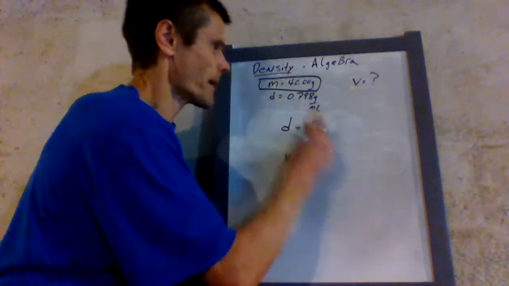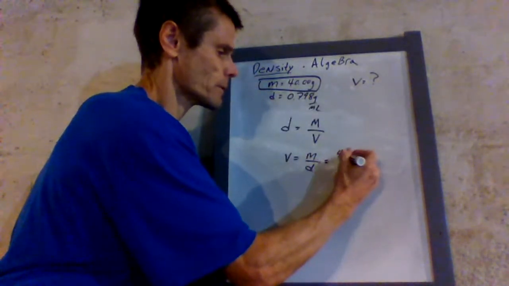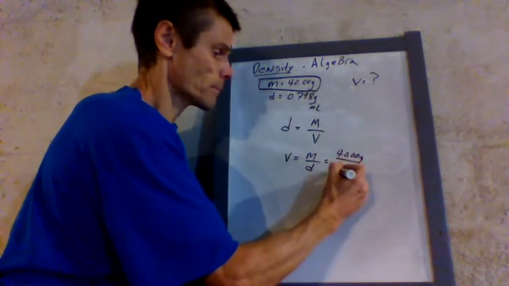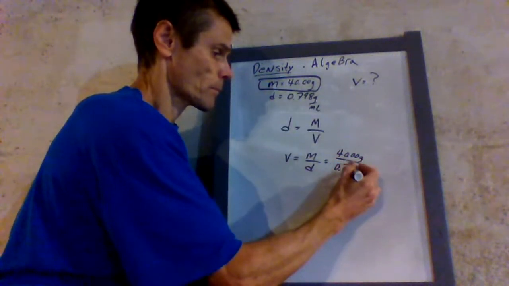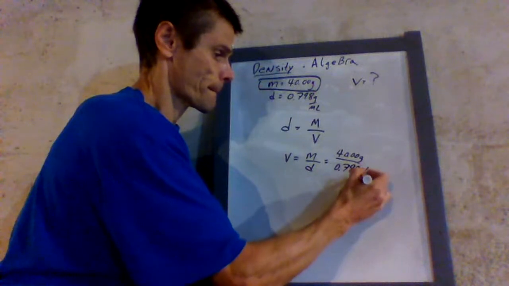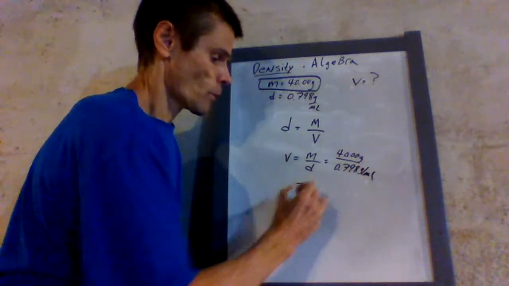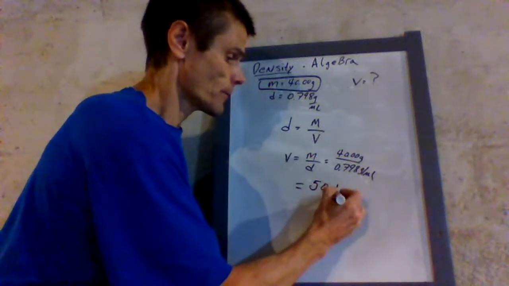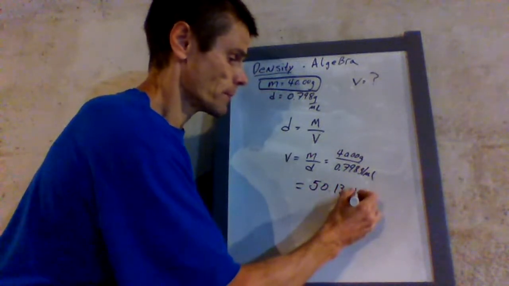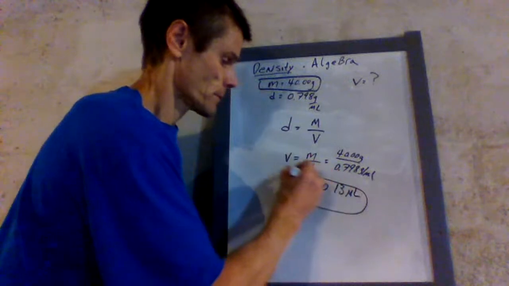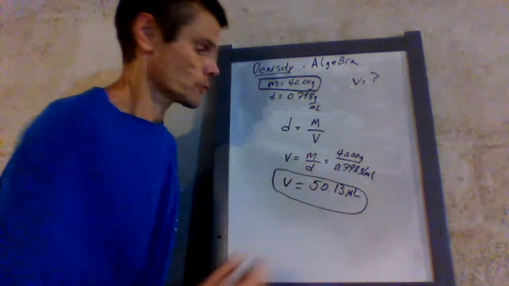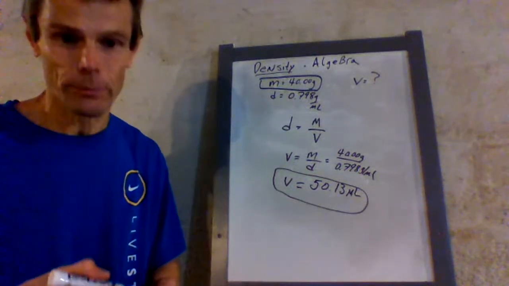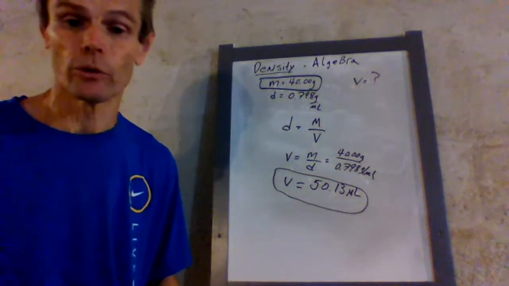We can plug our mass in of 40 grams. We plug our density in. We get the same answer to 4 significant figures, 50.13 milliliters. Choice is up to you when you solve a problem. I like to give both examples so you can make your decision as to what you prefer.